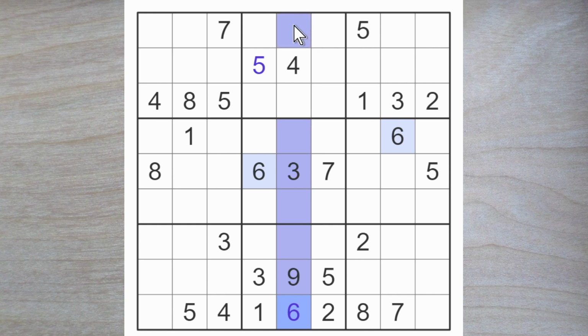We know that a 6 blocks up here and here, so here's a 6, and these two have to be a 7 and a 9. The 9 blocks up, so the 7 must go here and the 9 must go here. Over here, we need to find a 9 and a 3. The 3 blocks here, of course, so the 9 must go here and the 3 here.